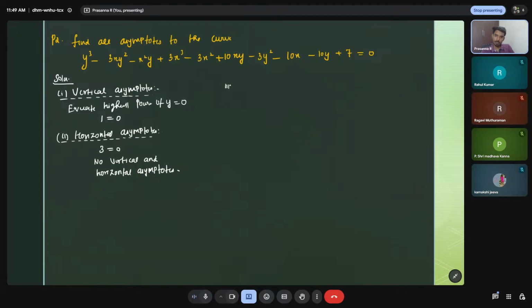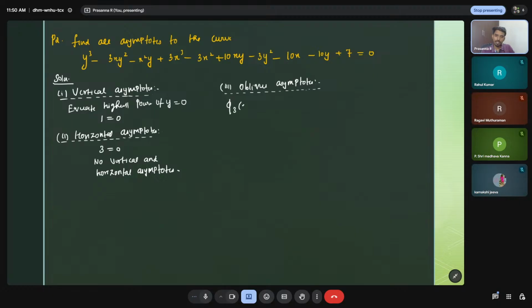Now to find all oblique asymptotes, we have a curve of degree 3 and it is given nicely, right? The first 4 terms are degree 3 terms, and these 3 are degree 2 terms. This is the degree 1 term, and this is the constant term. Already it is grouped in the question itself.